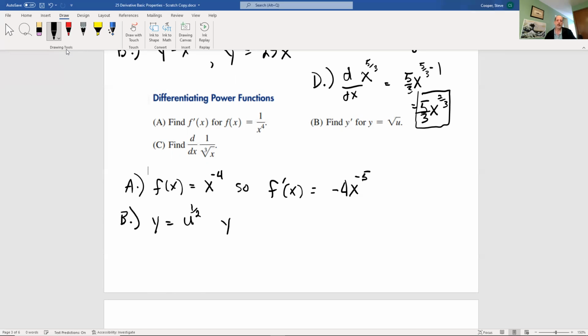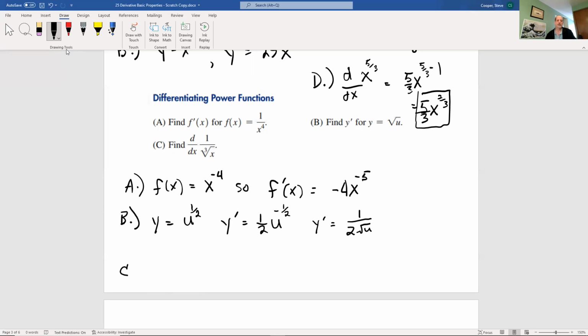So if I want y prime, it's going to be 1/2 u. And then if I take 1/2 minus 1, 1/2 minus 1 is negative 1/2. So we could also think of y prime as 1 over 2 times the square root of u. Okay, so I'm just doing two things at once. I'm getting rid of the negative by dropping it down in the denominator, and then I'm changing the rational exponent to a radical square root. So either one of these would be correct.